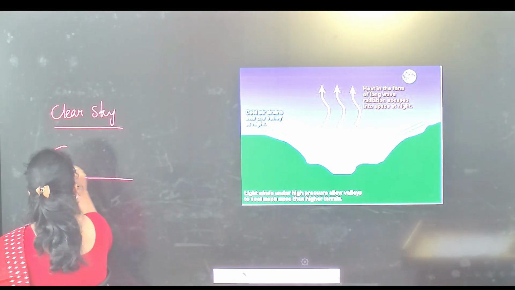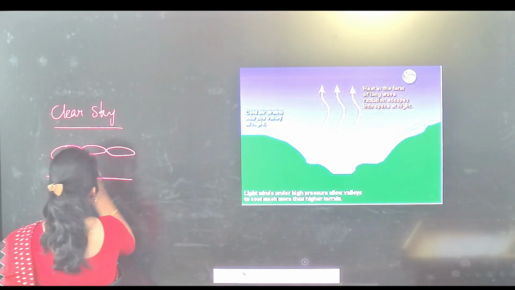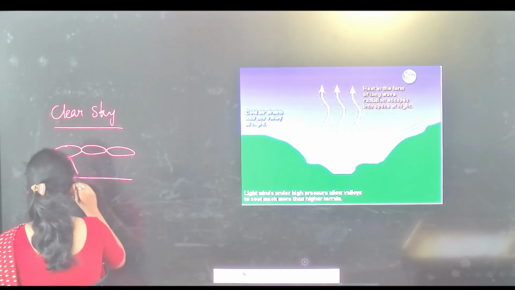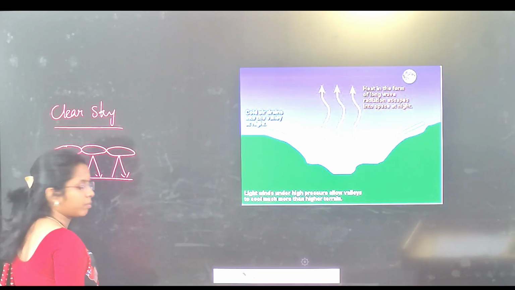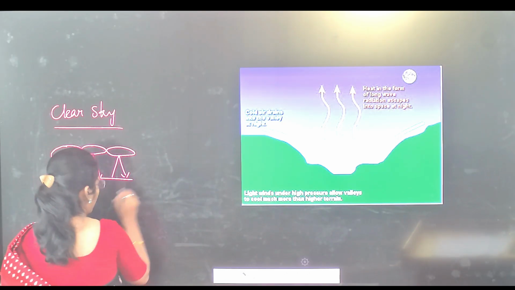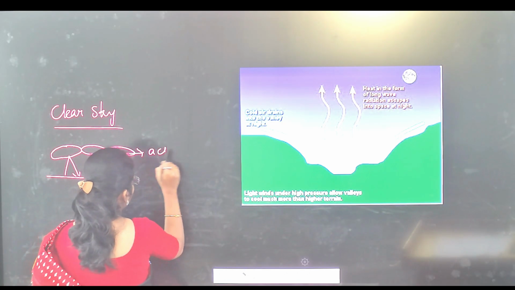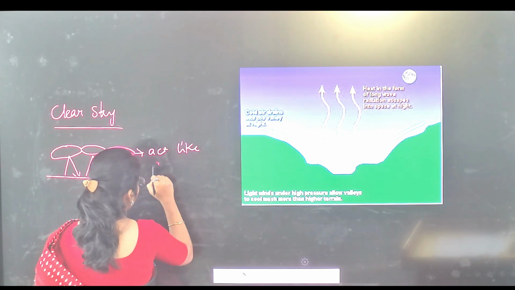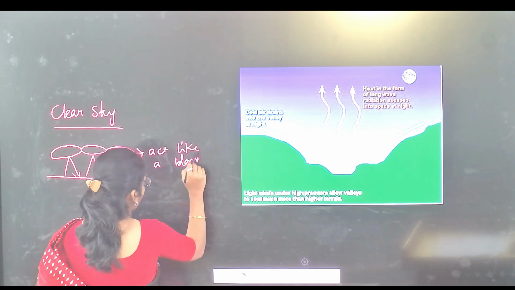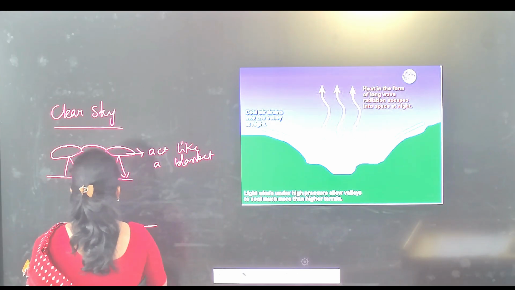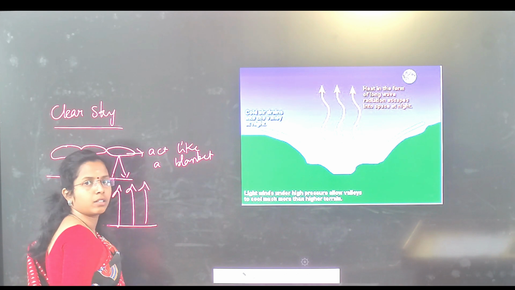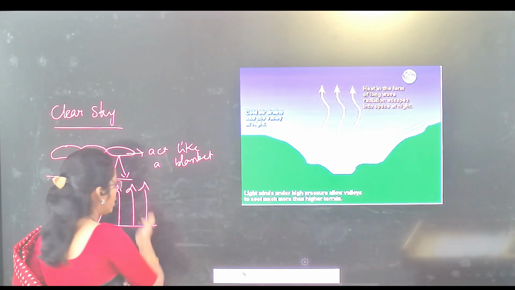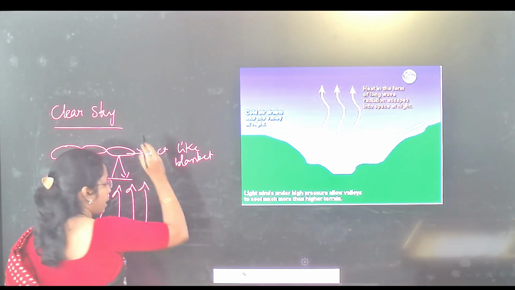See, if the sky is surrounded by clouds, what happens? Radiation is re-emitted and these act like a blanket. If clear skies are there, Earth's radiation is reflected into the space.